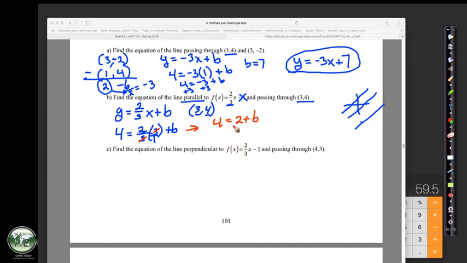And then what do we do? Subtract. Good. Subtract the 2. Awesome. So then b equals 2. And then we write our equation, y equals 2/3 x plus 2. That's all there was to that one.